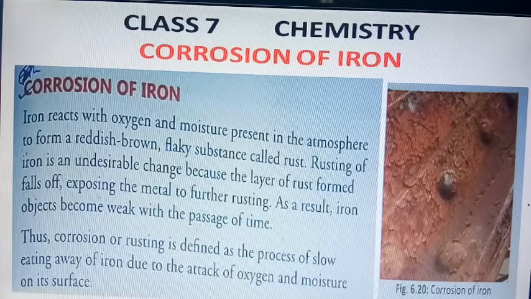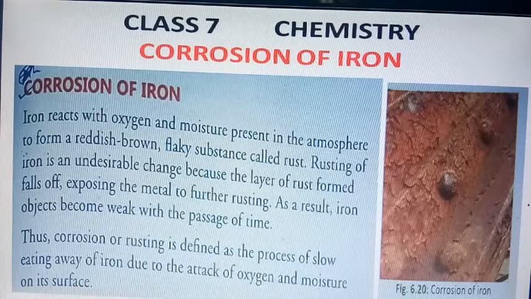You are very much familiar with rust. A lot of iron is wasted every year because of the formation of rust. So rusting of iron is an undesirable change. We do not want iron to convert into rust because a huge amount of iron is destroyed in the form of rust, which cannot be used again because it is a chemical reaction. It is an undesirable change, but the change is not physical, it is a chemical change.